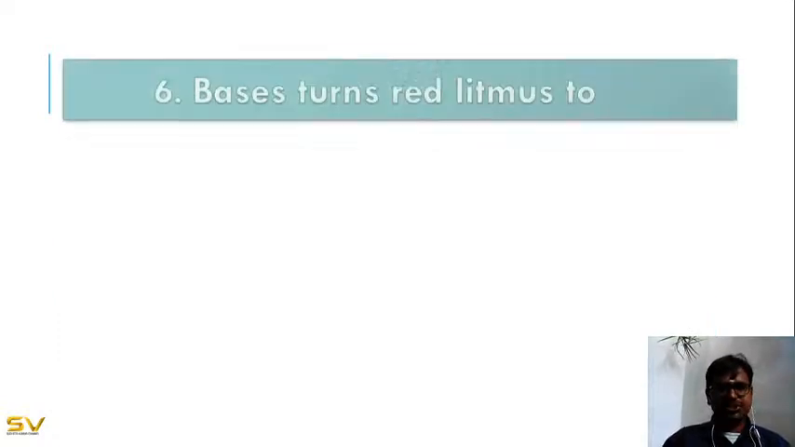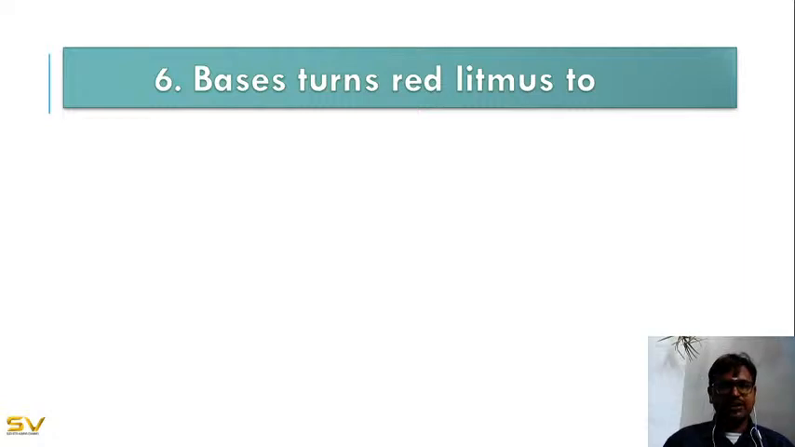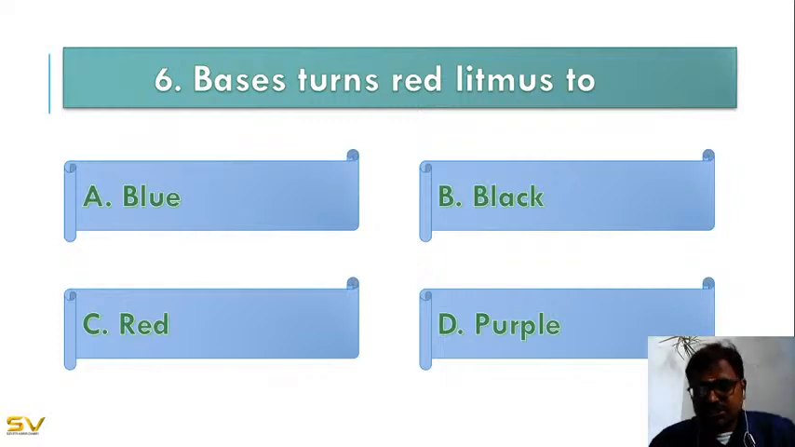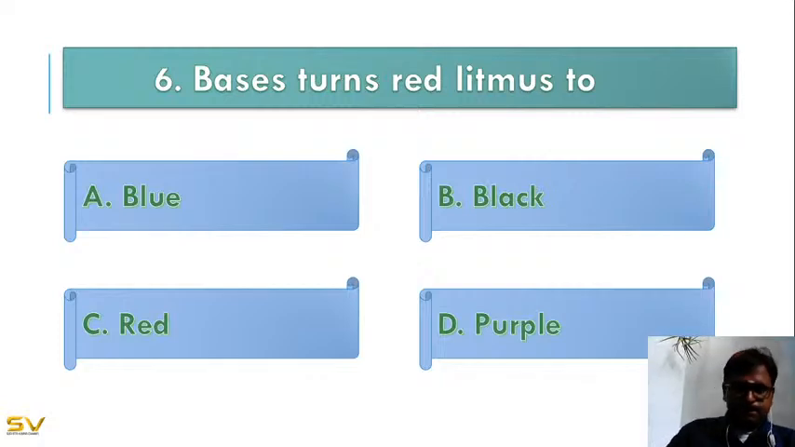Now coming to the next question. Bases turn red litmus to what? When red litmus paper is dipped in bases, it turns into option A blue, option B black, option C red, option D purple. Among these, which is the one it will change to? Just a moment, I'm taking some water.